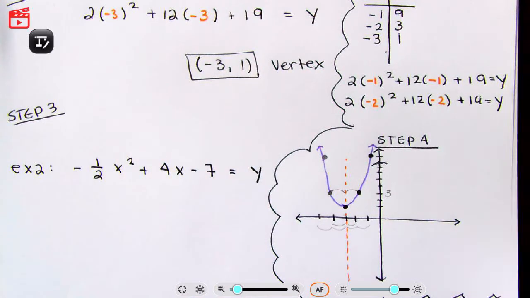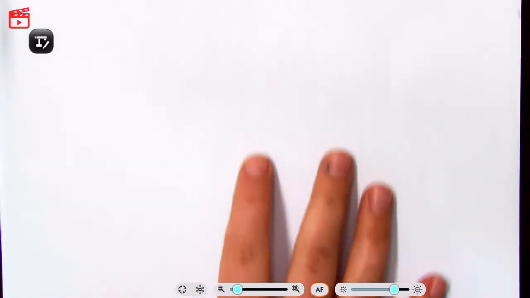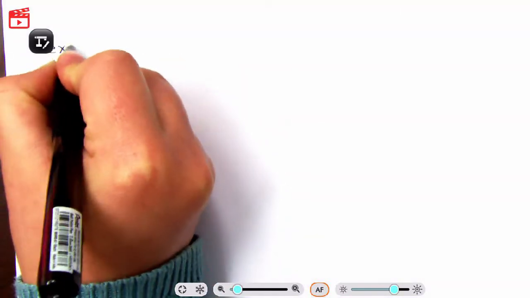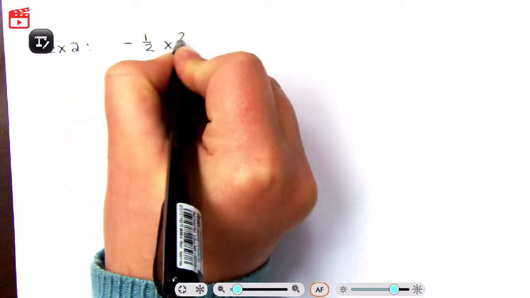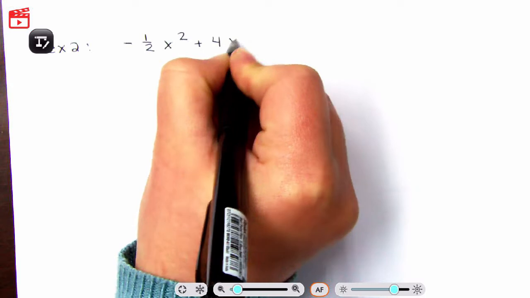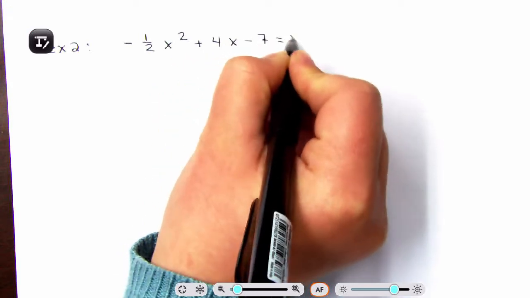I am going to shift this off to another sheet of paper, so that way we can use all of the space that we have. So what we have here is example 2. Negative 1/2 x squared plus 4x minus 7 is equal to y.